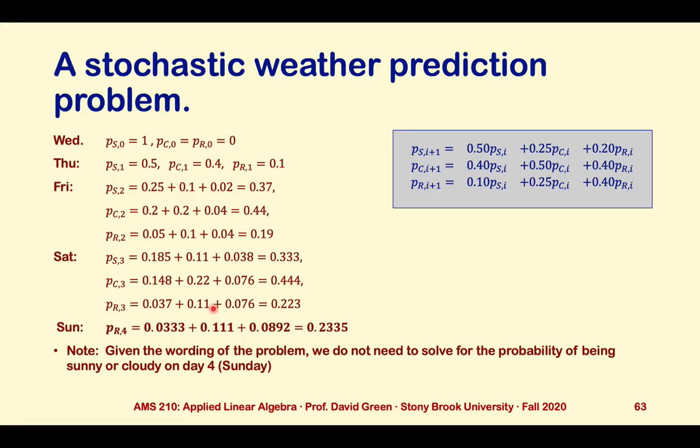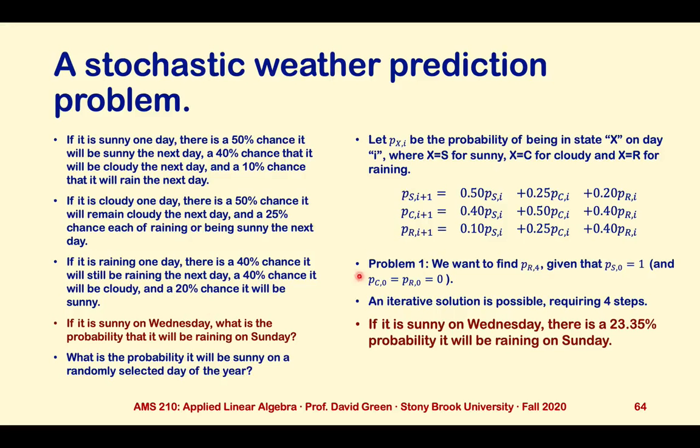We have an answer, a mathematical answer. We now need to put this back into the context of the problem, and we can say that if it is sunny on Wednesday, there's a 23.35% probability it will be rainy on Sunday. We could get an answer, but it was tedious and very easy to make mistakes, especially if you were trying to do it without a calculator.